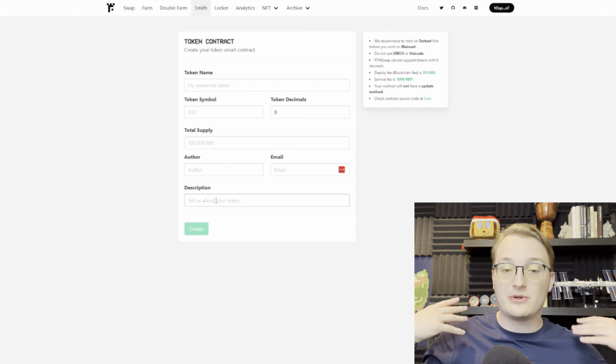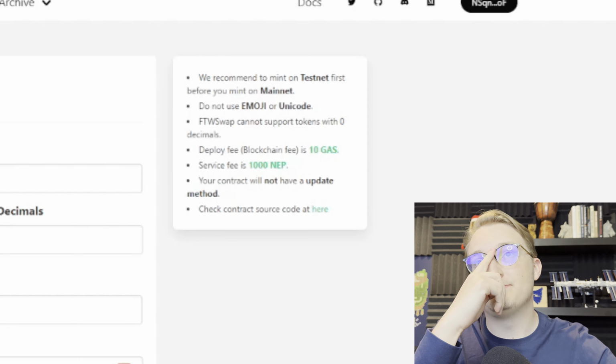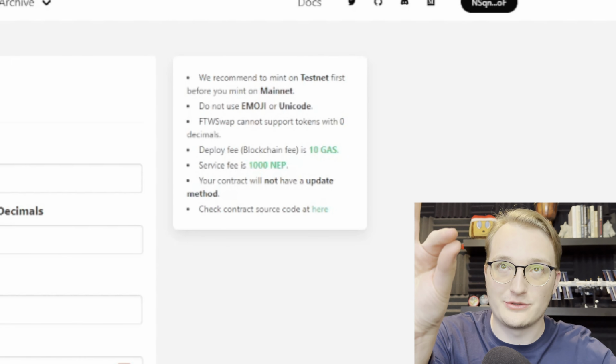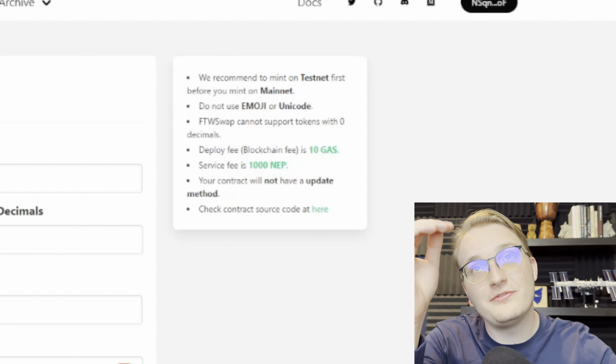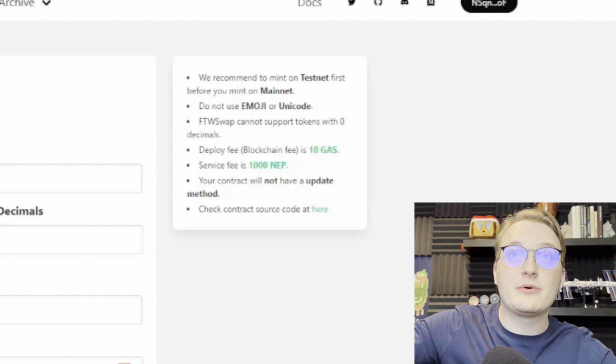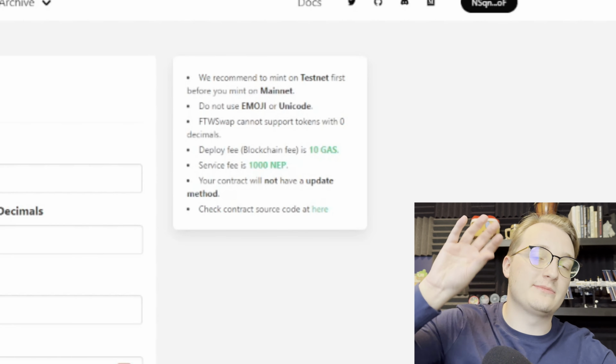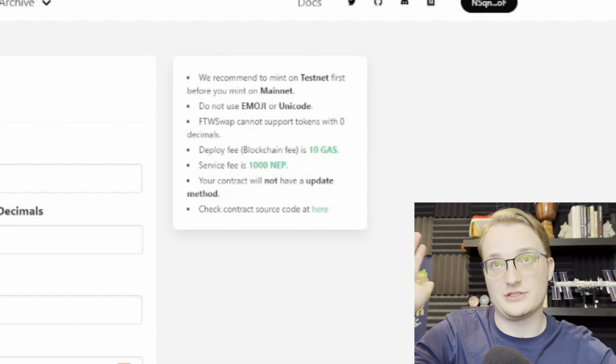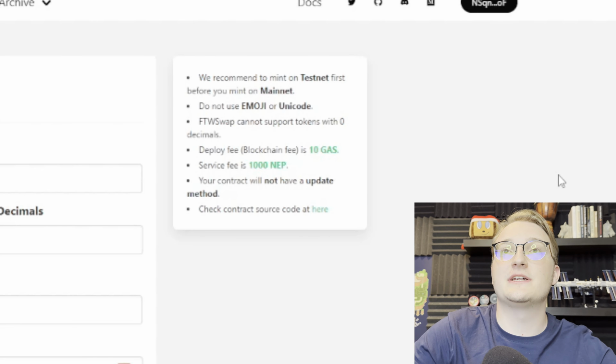But keep in mind, right over here, they recommend you mint on testnet first before you do mainnet. Don't use emojis. It will break everything, apparently. And you can't have a 0 decimal token. Cool. And it tells you the fee. This is what's charged by the Neo network. And then the service fee is what's charged by For the Win to provide you this service, which is honestly pretty cheap. So that's pretty good, I would say.